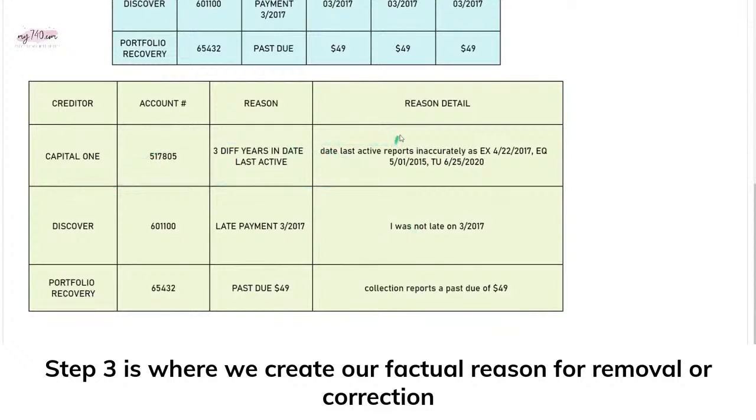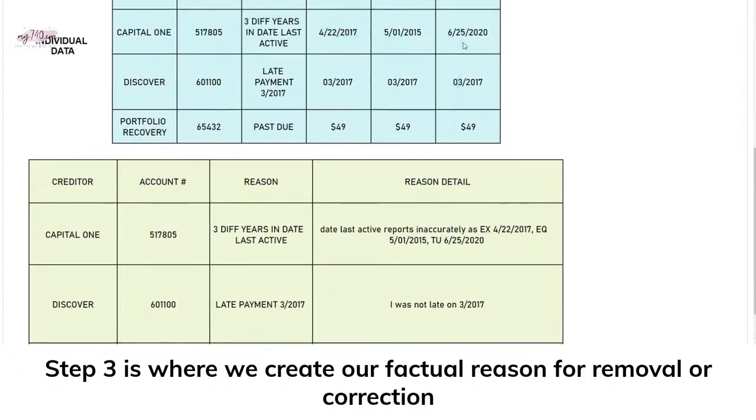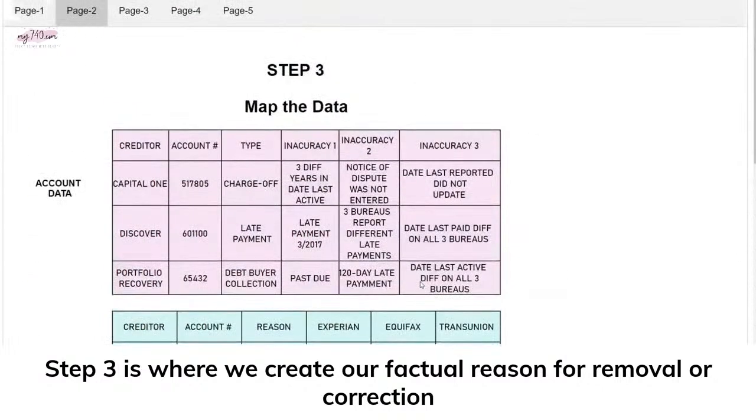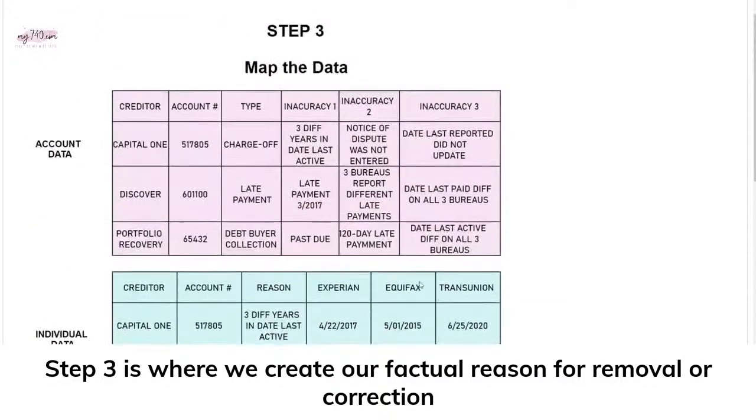So this is where we're going to fill out our reason detail. For Capital One, date last active reports inaccurately as, and then I'm going to plug those dates in there. Experian 4/17, Equifax 5/2015, and TransUnion 6/2020. For Discover, I'm just going to say I wasn't late on 3/2017. Really, really simple, right? And then Portfolio Recovery, collection reports a past due of $49. So as you can see, we're taking very general information and then we're expanding a little bit, and now we're going to get very, very specific.